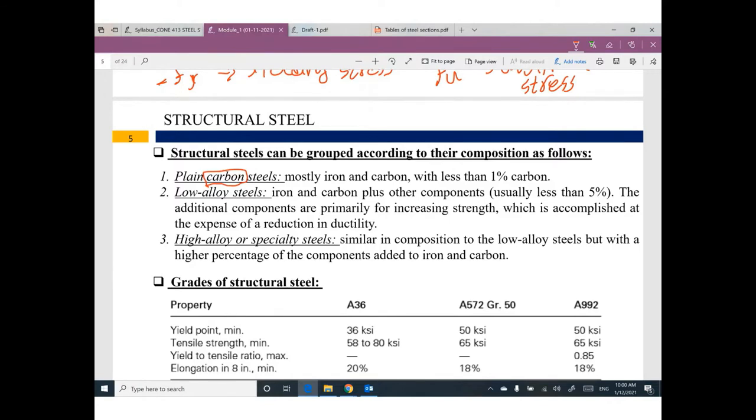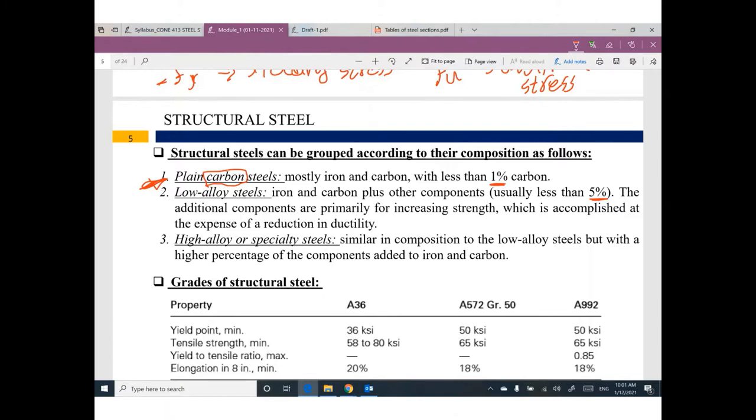Just for your information, we have plain carbon steel, where the carbon is less than 1%. We have low alloy steels, where the carbon percentage is less than 5%. High alloy or specialty steels, high strength steel, have a higher percentage of carbon. Anyway, our normal steel will be the first one, plain carbon steel, which is the common type of steel.